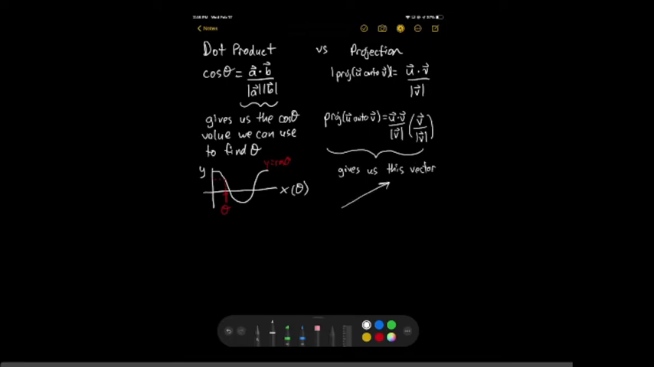So we have my vector u. They're drawn tail to tail. I have my vector v. And we're finding this vector right here. So that is our projection. So we're finding this vector right here.